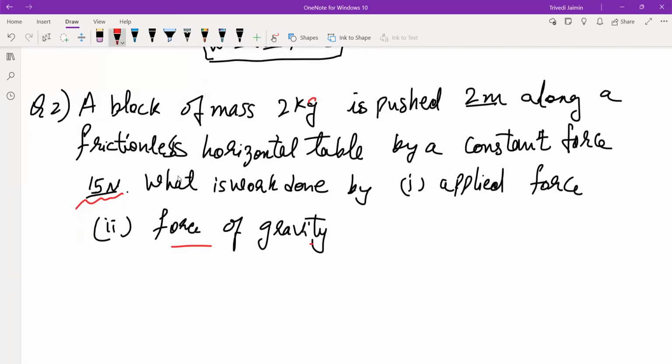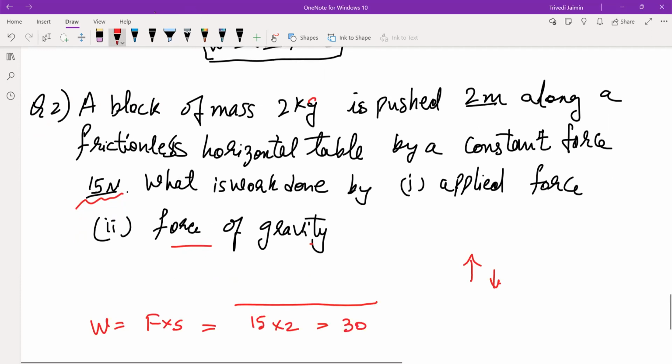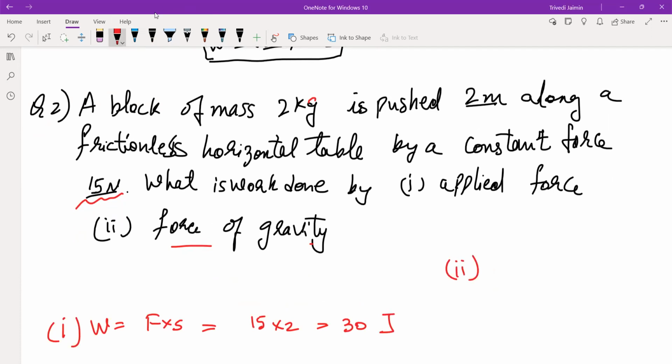When there will be a force due to gravity, when there is upward movement or downward movement. It's just moving here by the constant force. So work done equals force into displacement, which is 15 into 2, which is 30. What's the unit? Joule. That is what the first part says. And second part, as there is no motion downward or upwards, therefore work done equals 0.